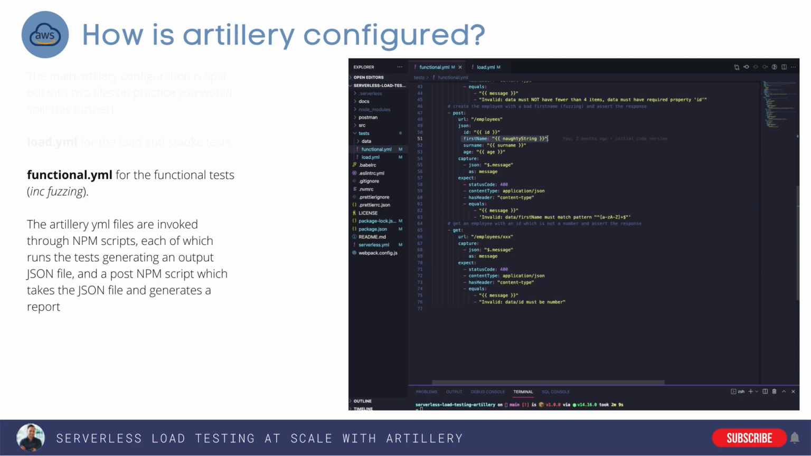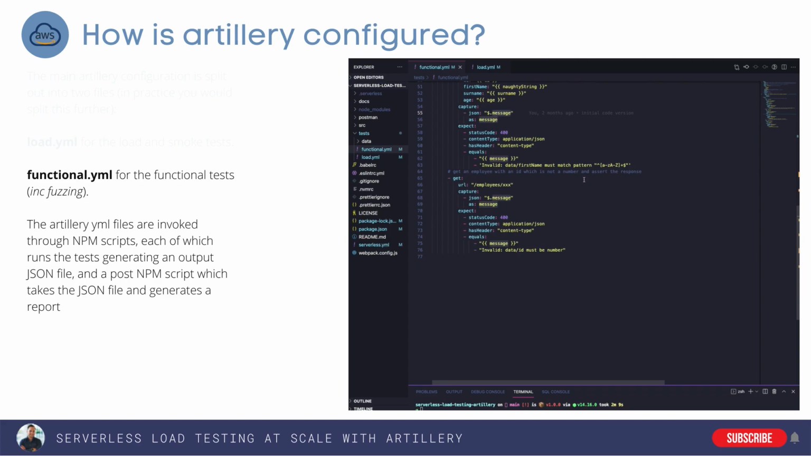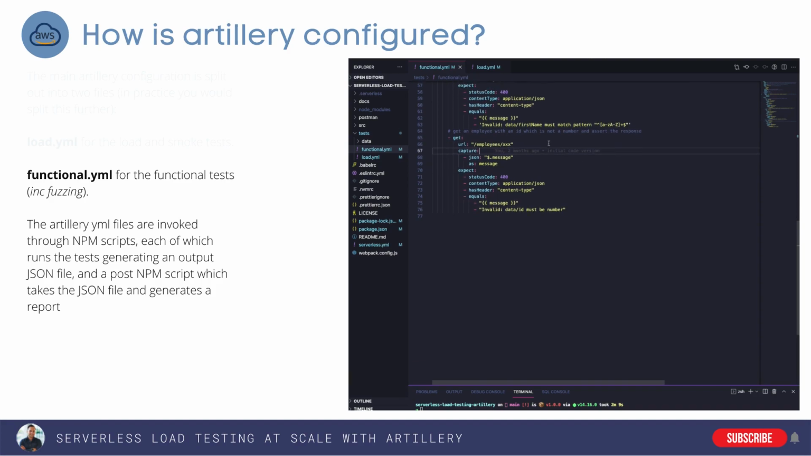Again, we can see the message coming back that we're capturing is JSON, and we expect that it's a 400 error code with the data first name must match the specific pattern, i.e. the regex and the validation. And lastly, we get an employee with an ID that is not a number, so we're passing in XXX. We capture the message, we expect the status code of 400, and now we get the message, invalid data ID must be a number.